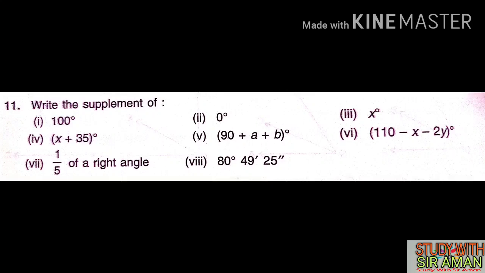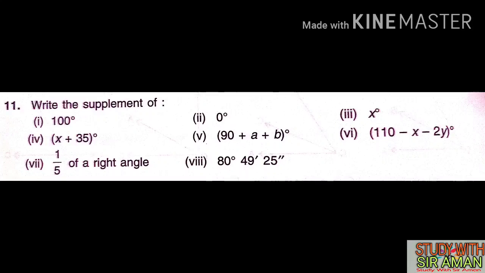Good morning all of you. Today we will continue from question number 11. Write the supplement of 100 degree. Supplement means two angles whose sum is 180 degree is known as supplementary angle. Out of that two angles, one is given here, 100 degree, means 180 degree minus 100 degree is equal to 80 degree, which is our required answer.